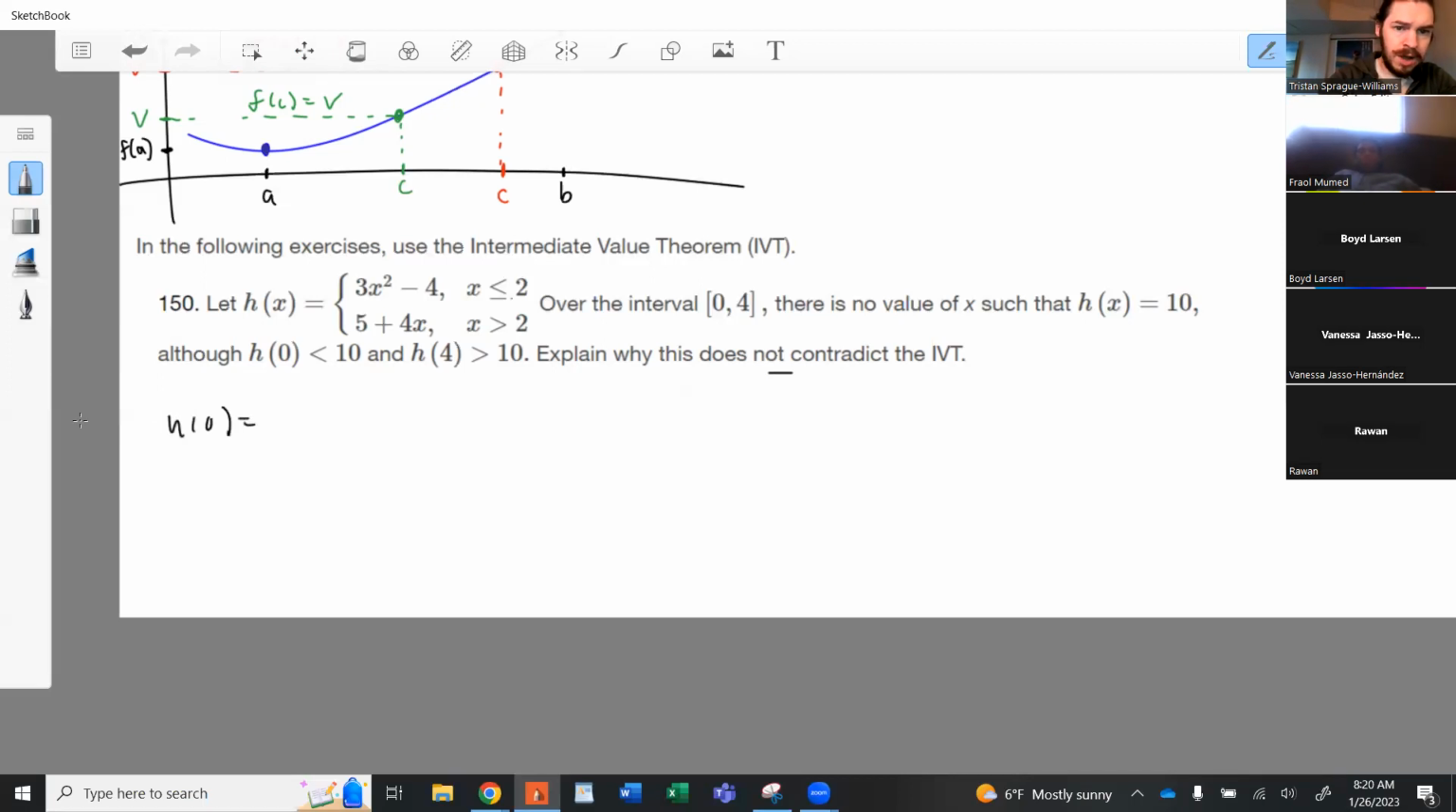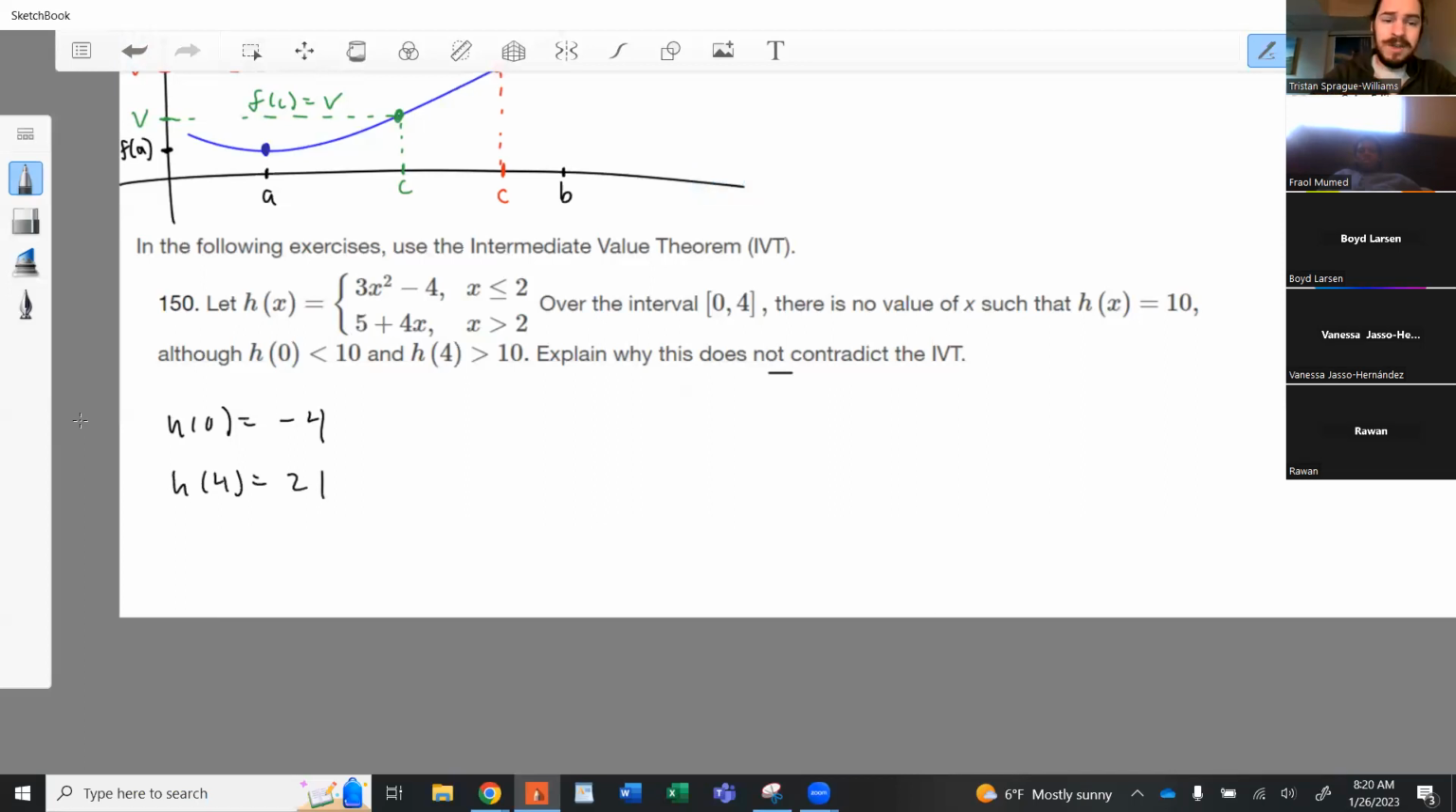h of 0: 0 is less than or equal to 2, so we would use this rule. You plug in 0, 3 times 0 squared minus 4. That's negative 4. Right? And then h of 4: well, 4 is greater than 2, so we would use this rule. So we'd use 5 plus 4 times 4, 5 plus 16 is 21.